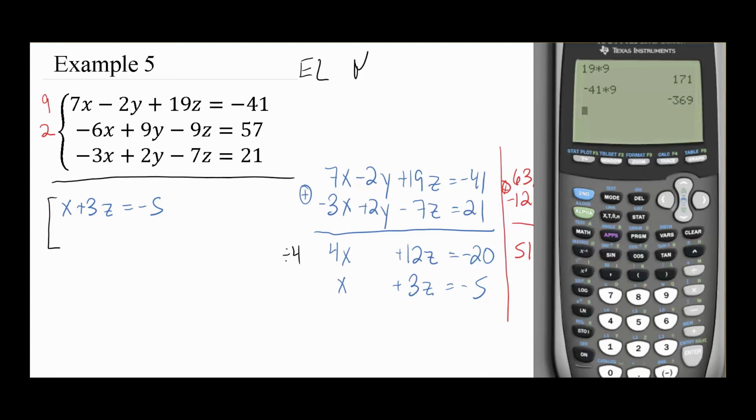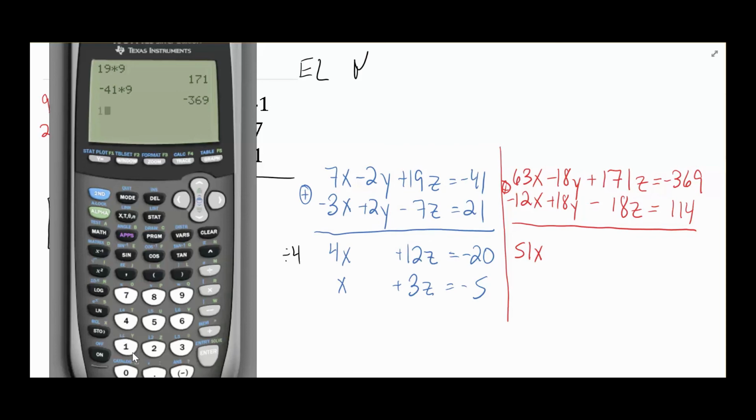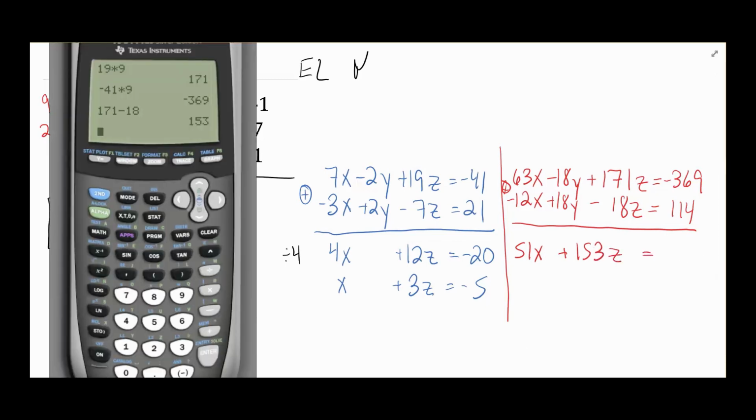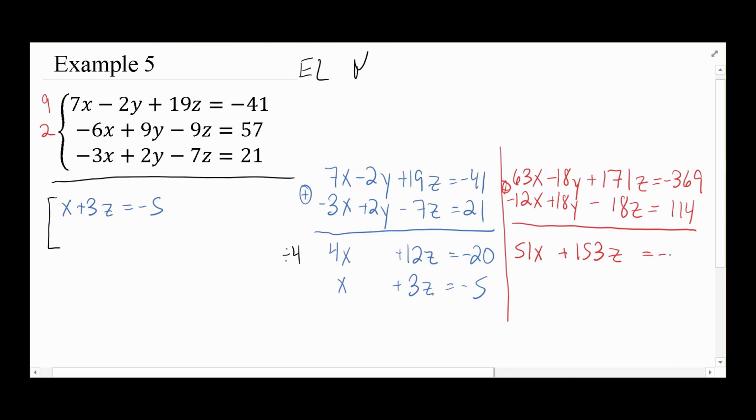Now let's use our calculator just to make sure over here on our 171 minus 18. We got 153 for our z's. And again, even though this isn't a horrible addition, let's use the calculator. We got negative 369 plus 114. That's going to get us negative 255. All right, very ugly numbers, I know. But it looks like 51 actually divides into each of these.